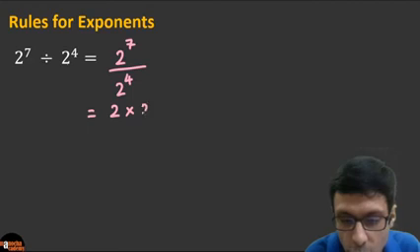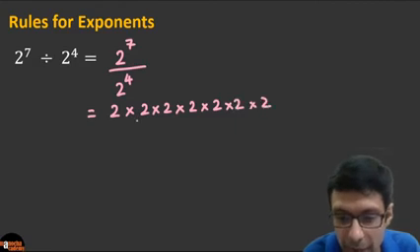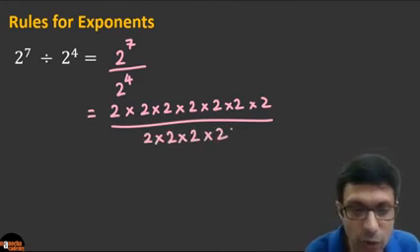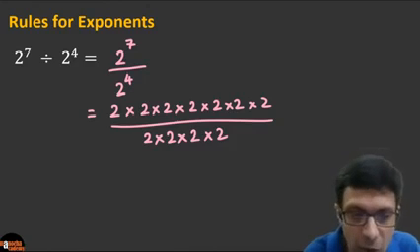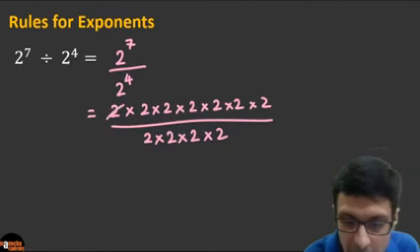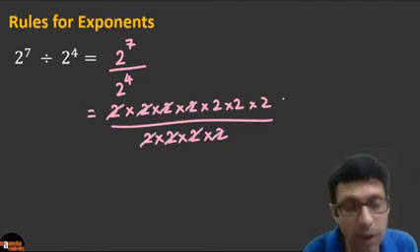So we have 2 into 2 7 times, right? So 1, 2, 3, 4, 5, 6, 7. Yeah, divided by 4 times here, right? And can you see stuff is going to get cancelled here? So can you see, guys, here that these guys are going to get cancelled? So these 2's will get cancelled, right? And how many 2's are we left with?